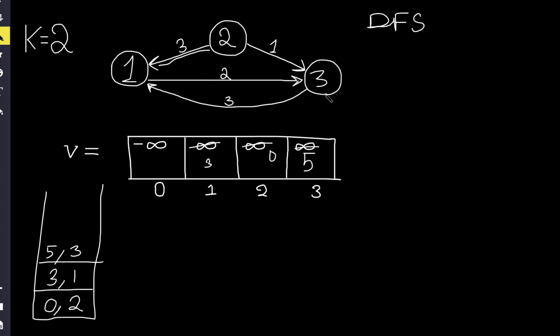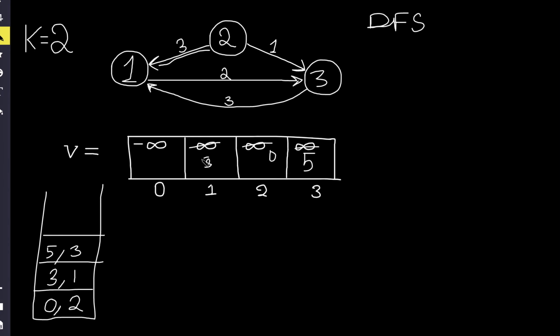From 3, is there any other path? We can reach 1. From 3 we can reach 1 again, and we will see what is the time taken to reach 1 from 3. To reach 3 we already spent 5, and from 3 to reach 1 we have to spend another 3. So here the total time taken to reach 1 will become 8, and we will check whether 8 is lesser than the current value.